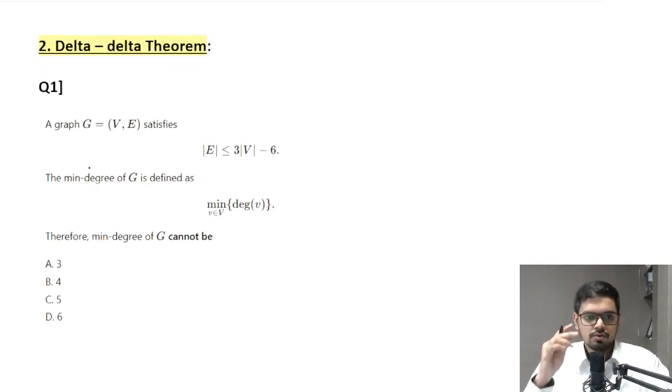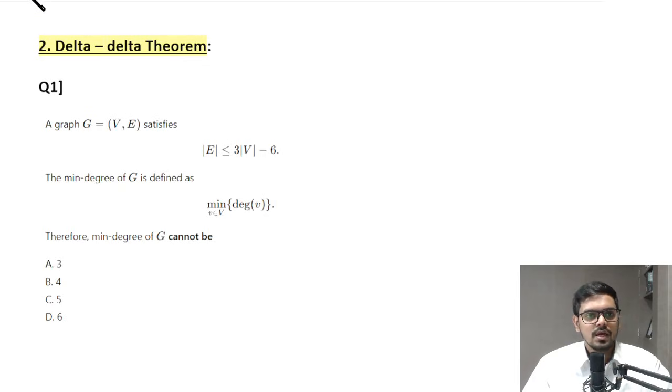To the next question. This is a good question based on the delta theorem. Pause the video, try, then look at my solution. Tried? So what is happening here is we have a graph G having this inequality: edges is less than or equal to 3 times vertices minus 6. The minimum degree of G is defined like this, and in general we denote it by small delta. Capital delta is the maximum degree. Therefore, the minimum degree of G cannot be, the smallest degree not possible.